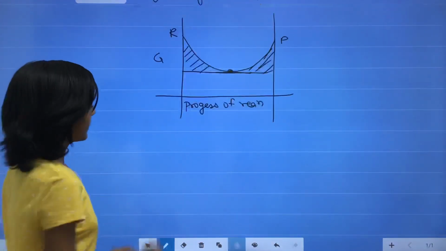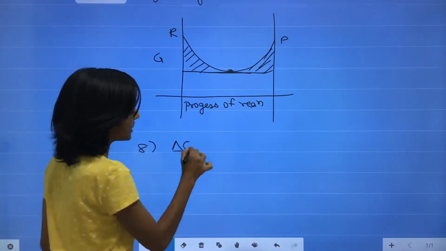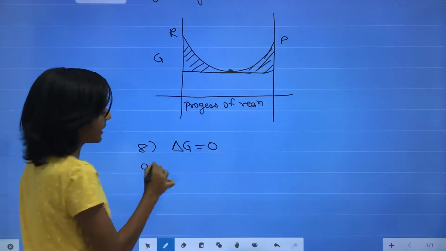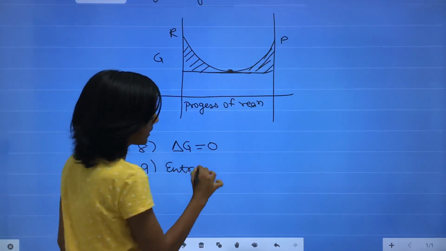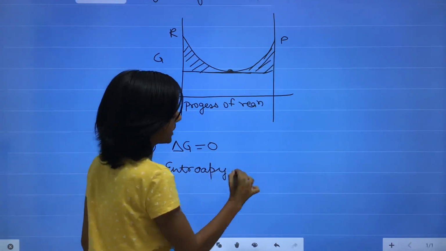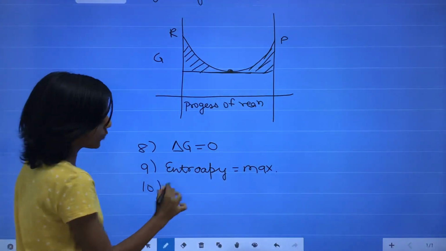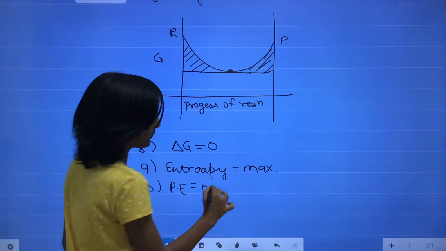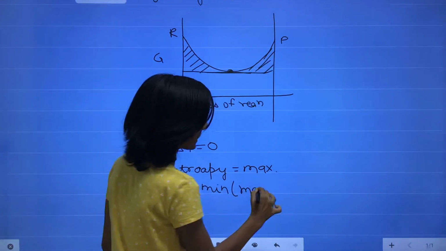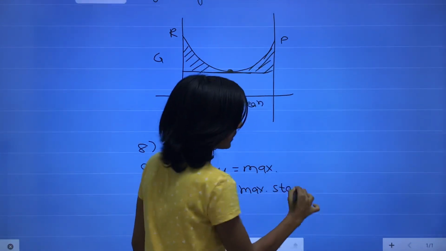Then the eighth is that delta G is equal to 0, and entropy, which means the randomness, is maximum, and the potential energy is minimum, where the system is maximally stable.